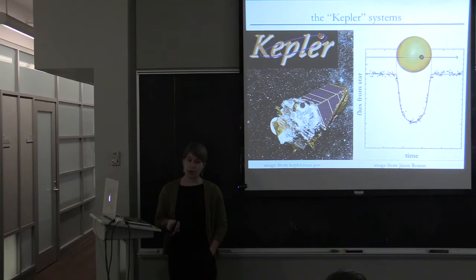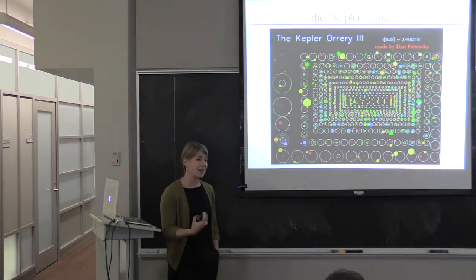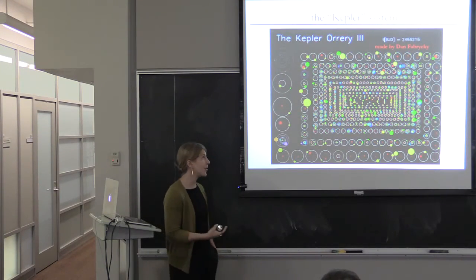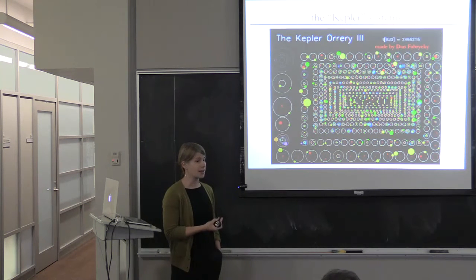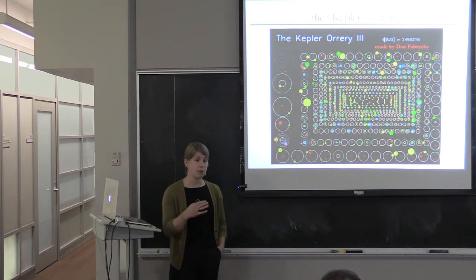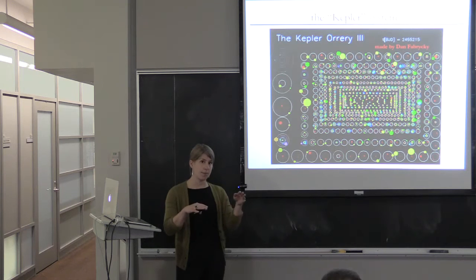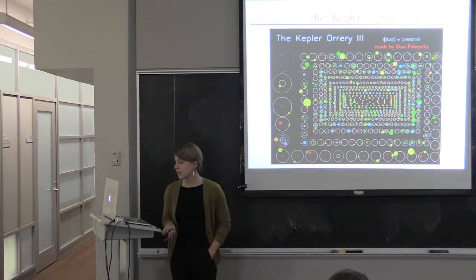So Kepler was extraordinarily successful. It found nearly 5,000 planet candidates, the majority of which are real. And if you're interested in dynamics, like I am, you'd be very happy to know that something like half of those candidates are actually part of multi-planet systems, multi-transiting systems, where all the planets, or at least the planets that we do see, are all transiting the same star.